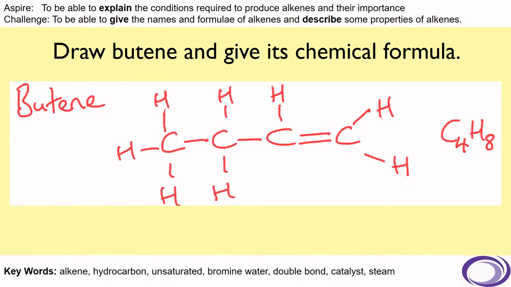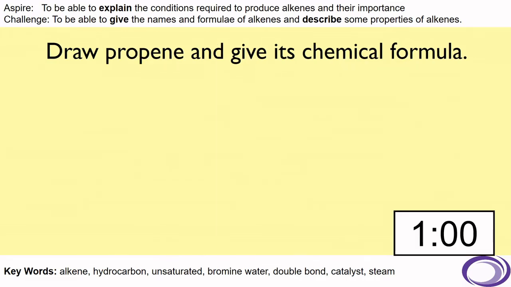Okay, you should have something that looks like the diagram on screen. The formula of butene is C4H8. So let's have a go at another one. I'd like you to draw propene and give its chemical formula.